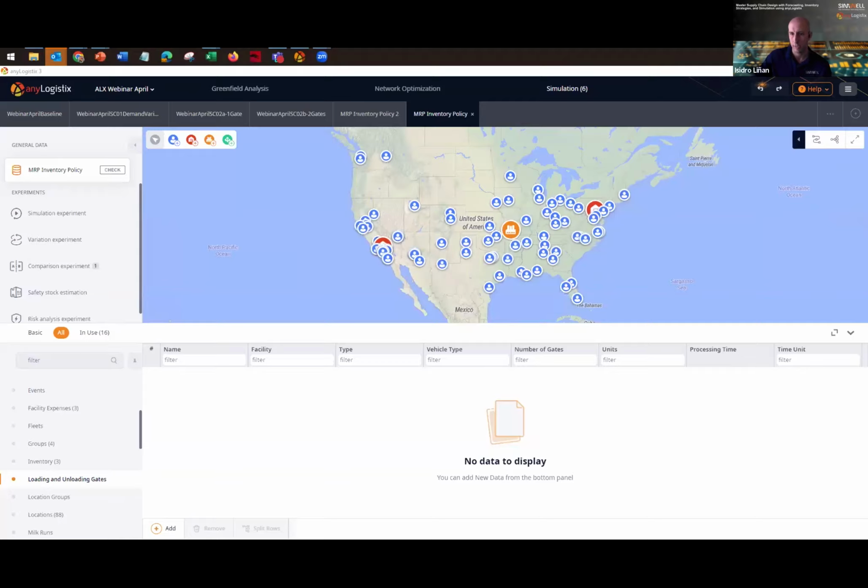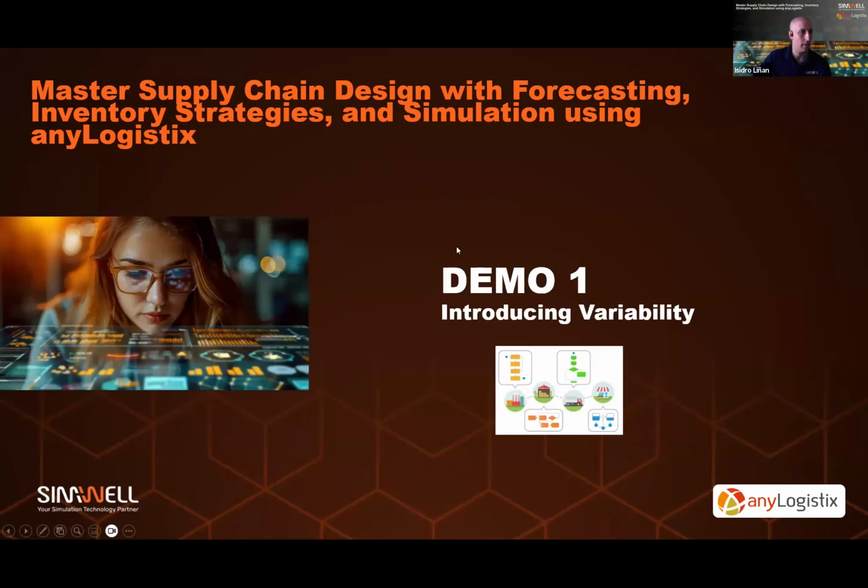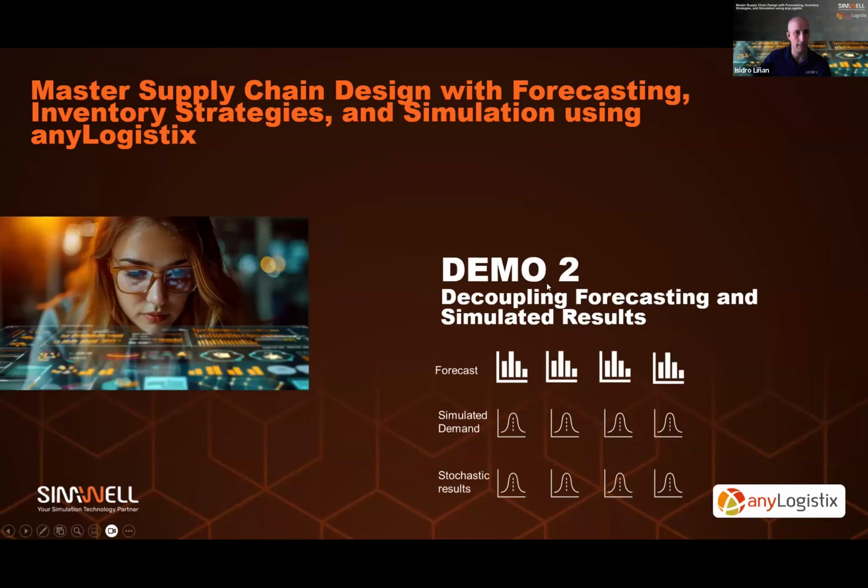I appreciate it. Okay, so we have completed demo one, and we saw how to introduce variability. In the second one, and it's good that we got some questions already from the audience, we're going to see how we can introduce forecasters, and how we can decouple forecasting and simulated results, which I think is a really powerful feature of anyLogistix. It can help a lot of companies that are stuck with the limitations of their sales and operations software, and want to show their stakeholders the result of decisions using their forecast and their estimated simulated demand.